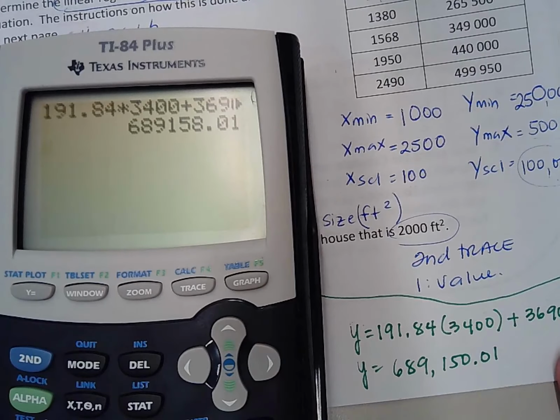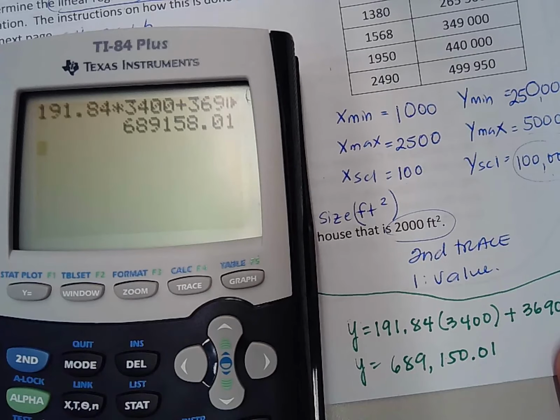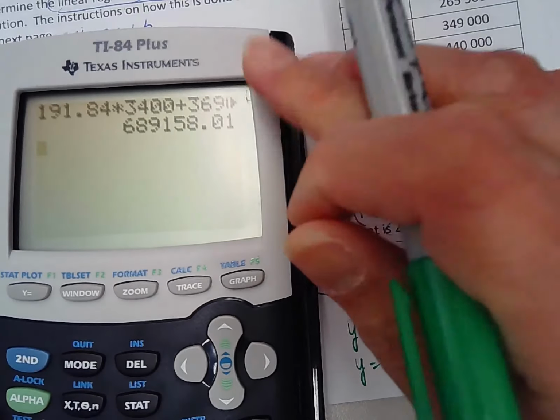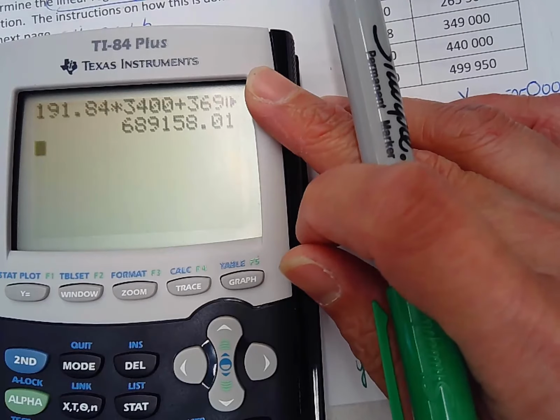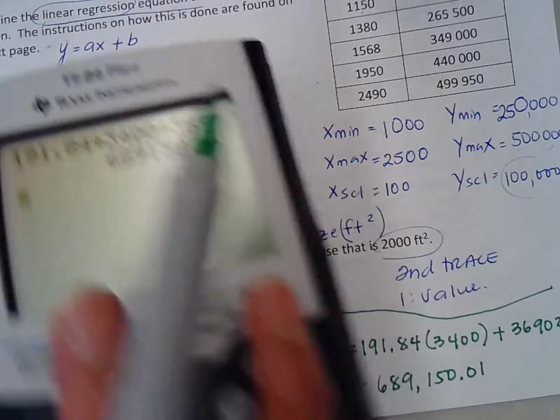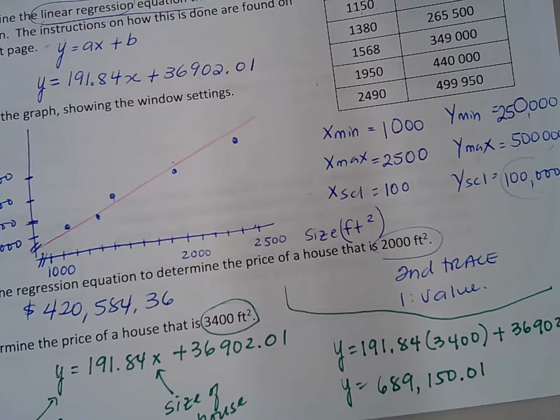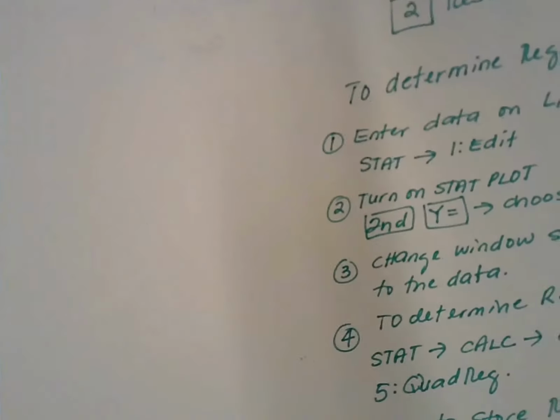You're probably thinking, we should have just done this instead of the calculator. Now, we have the regression equation. Now we're going to figure out this number on a calculator. Ready? Before I do that, I want to show you something.